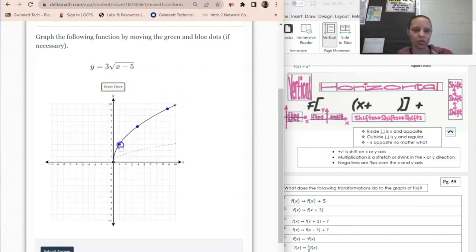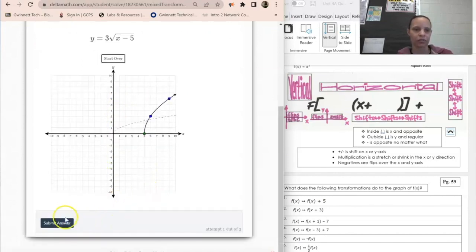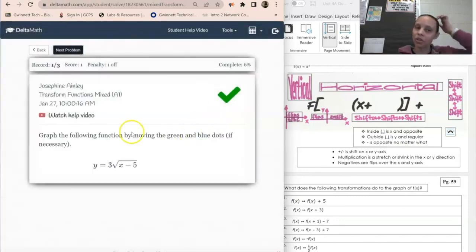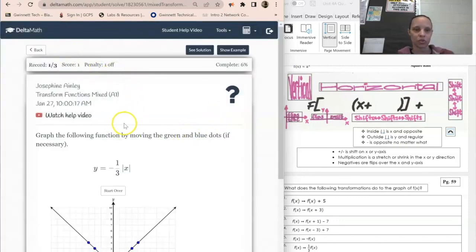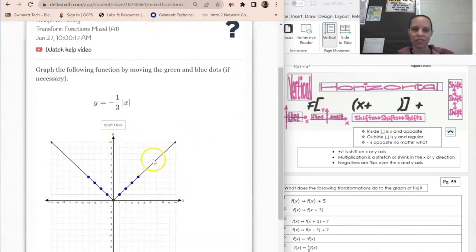So once you know the transformation rules, you just need to apply them to a graph. Then you submit your answer. So I am going to do a few more of these just to make sure we're fine. Doesn't matter what graph they give you. So find your x, that's the function. Look at everything else. So I have two things. I have this negative outside and I have this one third outside as well.